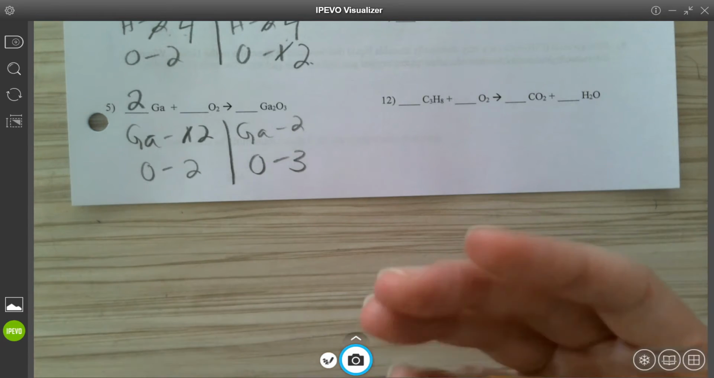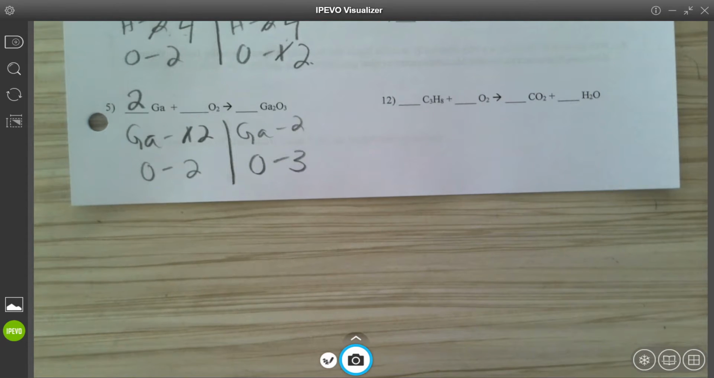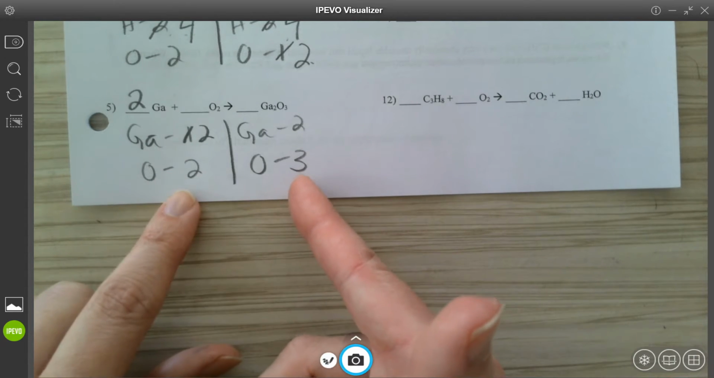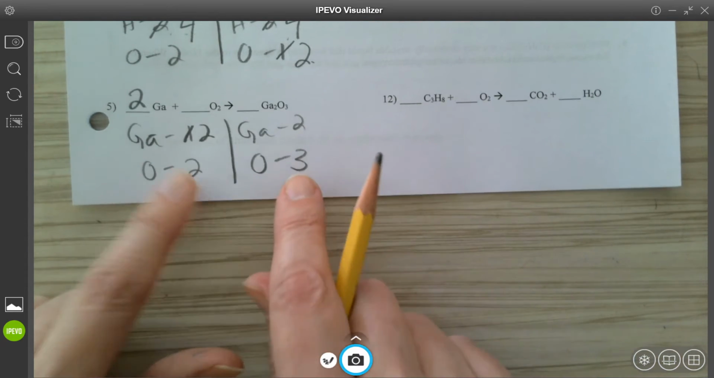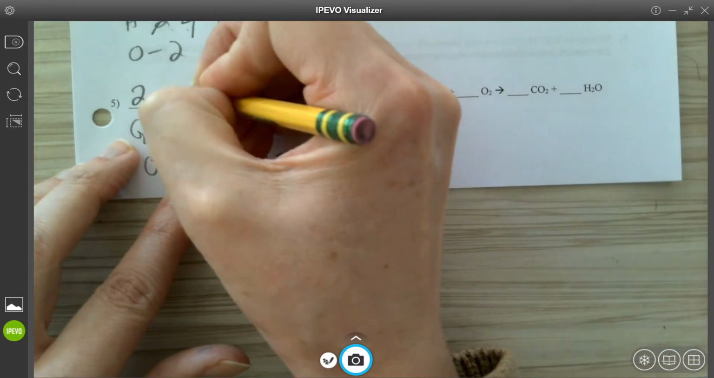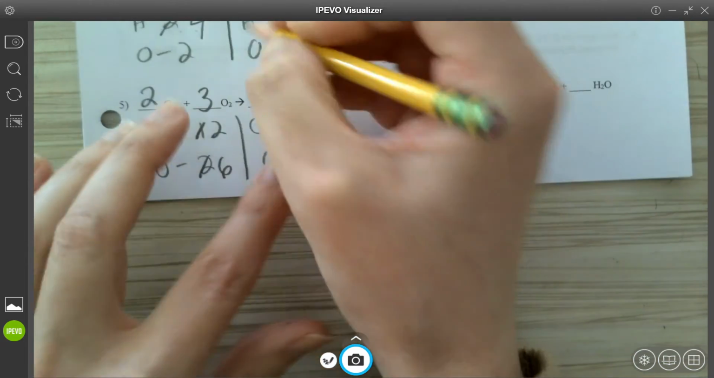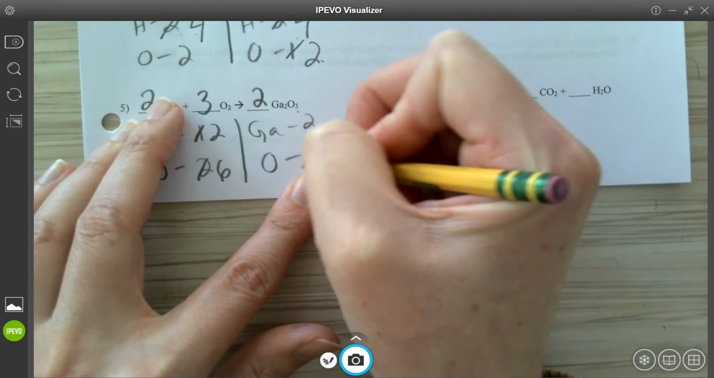So aim for the least common multiple. What's the least common multiple of 2 and 3? 6. The least common multiple is the lowest number they both go into. They both go into 6. Aim to get 6 O's on each side. 3 times 2 gives you 6. 2 times 3 gives you 6.